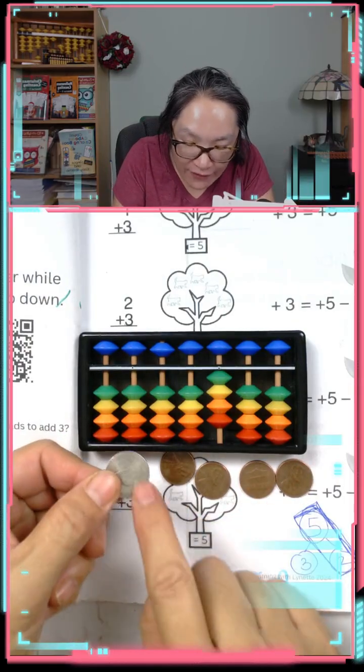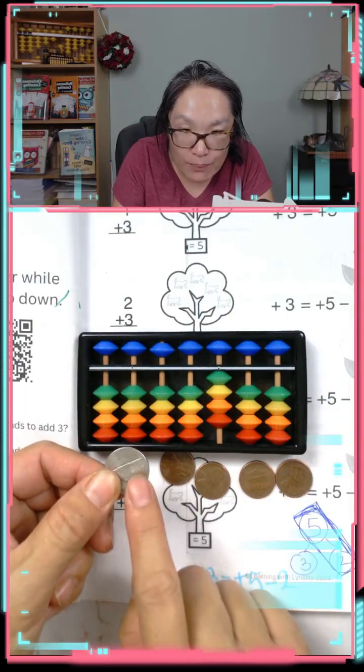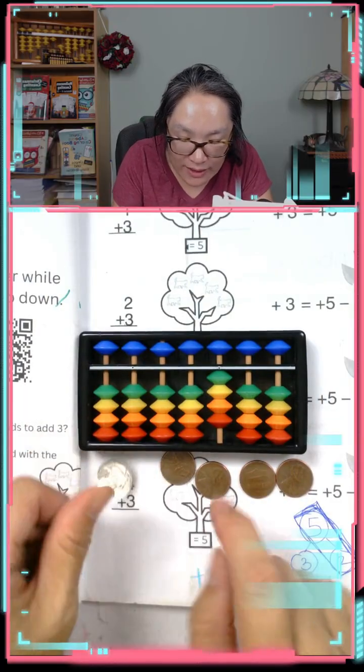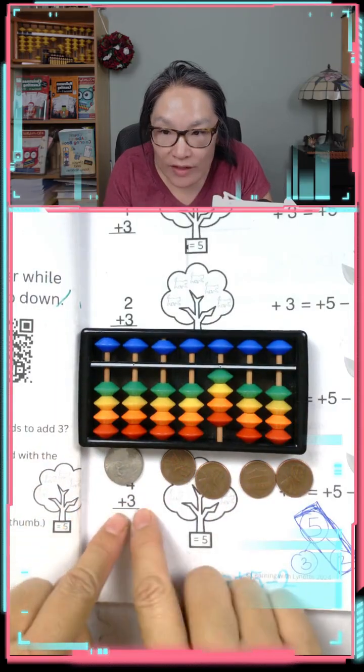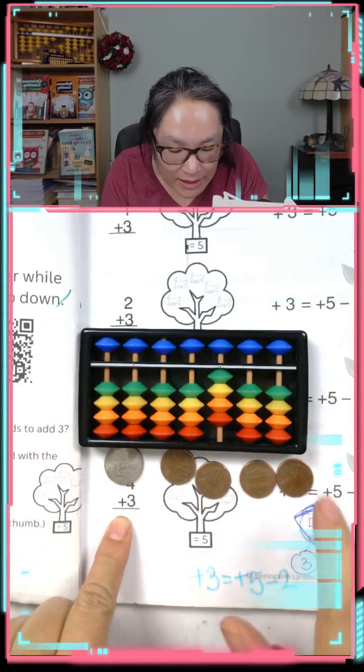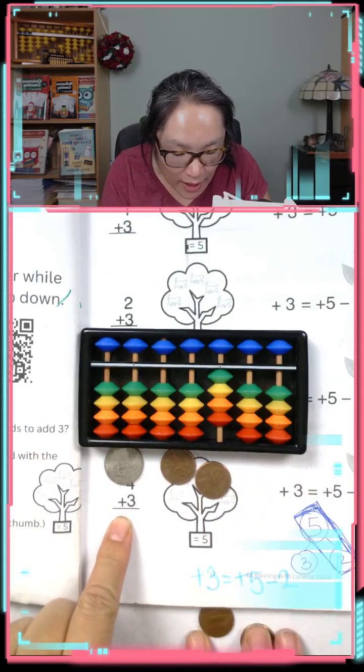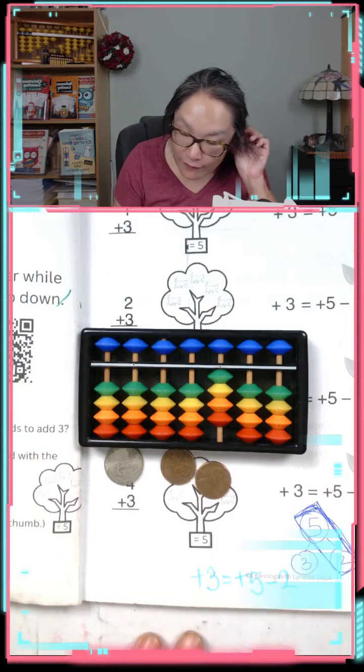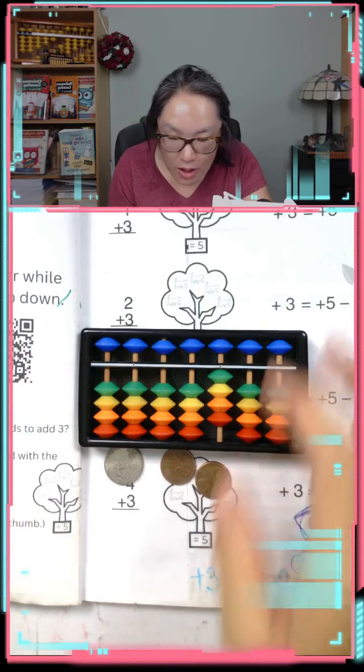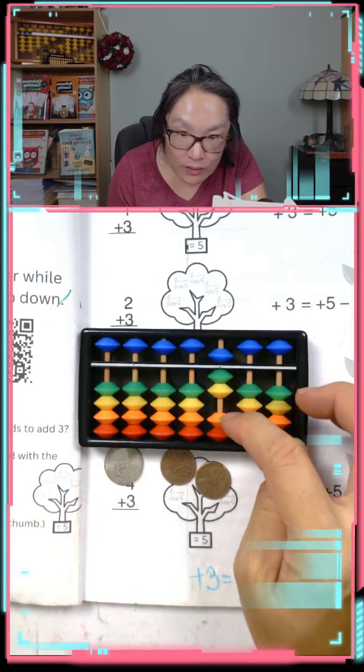So if I give you my 5, if I give you my nickel, my 5 cents, right? That's way too much. So if it's too much, I need to do what? I need to extract 2. So I have to minus the 2. I have to bring down the 2. So on my abacus, I can add the 5 and then take away the 2.